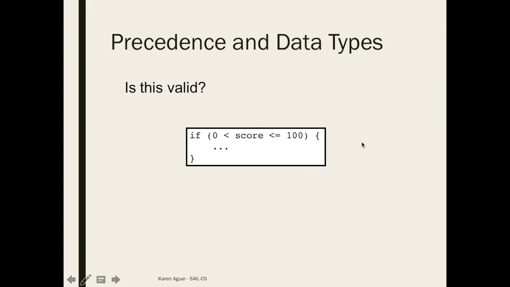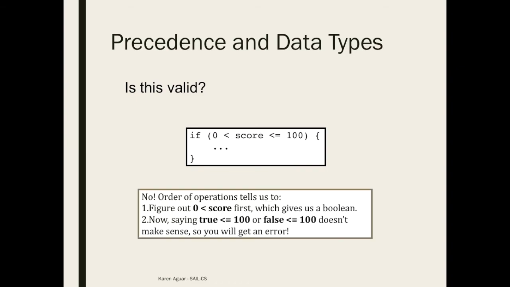What about this? If 0 is less than score, which is less than or equal to 100. Well, we're not even using the compound operator here, and, right? So this is not going to be valid either. What actually happens here is that the computer tries to figure out if 0 is less than score. That's going to either return true or false. So then you actually have if true or false is less than or equal to 100. That doesn't make sense, so it's going to give you an error.